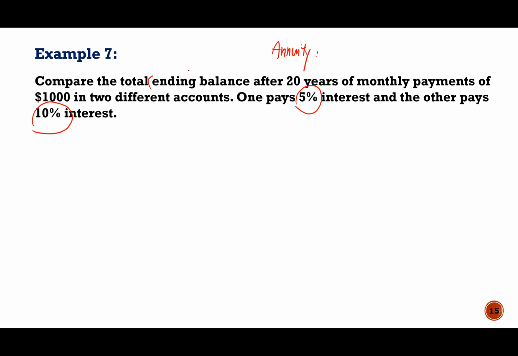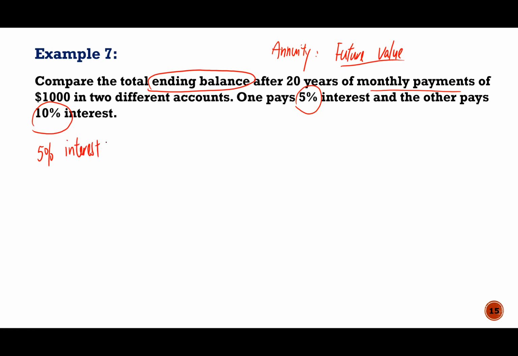Ending balance, right? That means it's future value of this annuity. So we know it's the future value of the annuity, and we are making monthly payments towards those two accounts. One pays 5%, the other pays 10%. Now look at the 5% interest one and compare the difference.